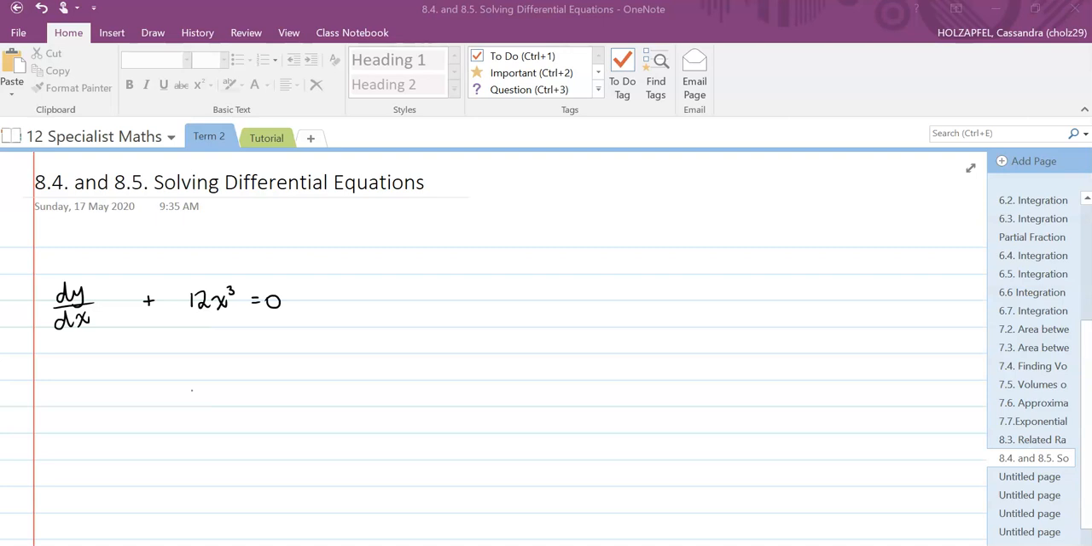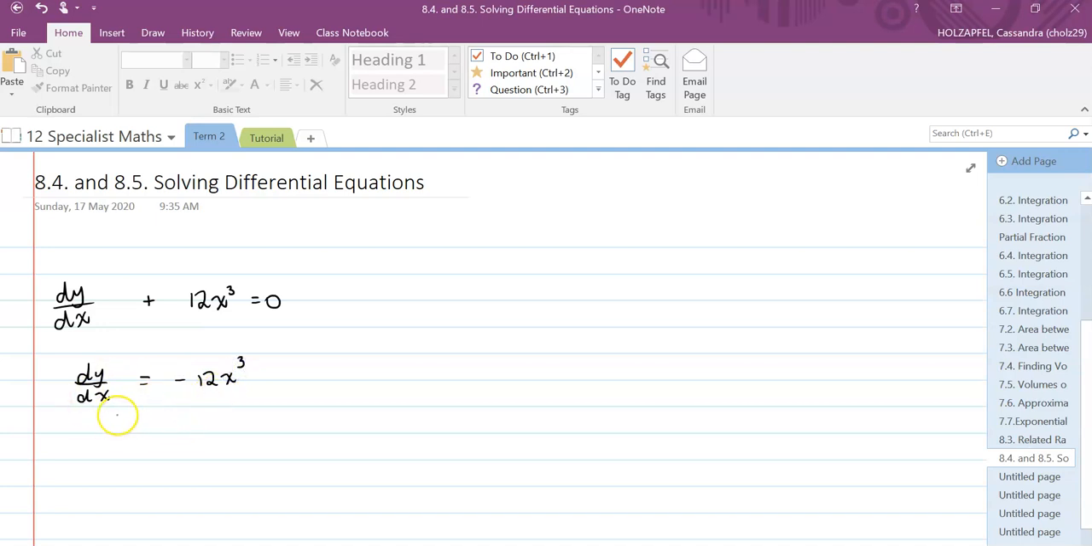So when we have a differential equation, a lot of the time what we're actually doing is integrating to solve these functions. So let's have a look at this particular function here. dy over dx plus 12x cubed is equal to 0. So we need to solve this differential equation. I'm just going to treat this like I would regular algebra. No difference in the rules here. So we have dy over dx is equal to negative 12x cubed.